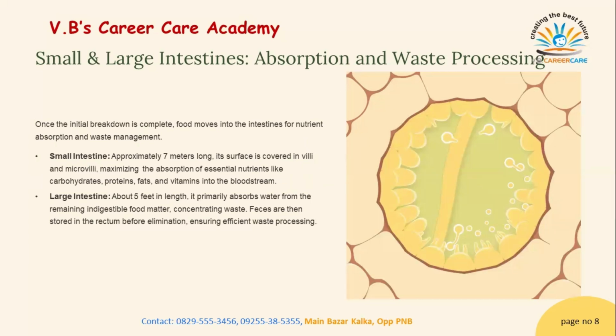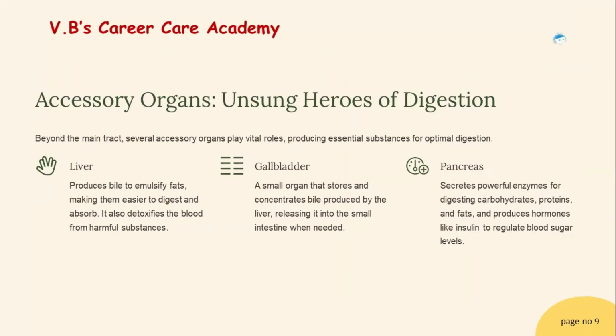Now the next intestine, which is the large intestine, is about 5 feet in length, and it primarily absorbs water from the remaining indigestible food matter, concentrating waste. So feces are then stored in the rectum before elimination, ensuring efficient waste processing. So the main function of the large intestine is to absorb the maximum amount of water from the undigested waste, and that waste is passed out through the body as feces.